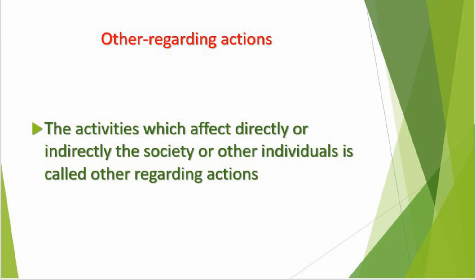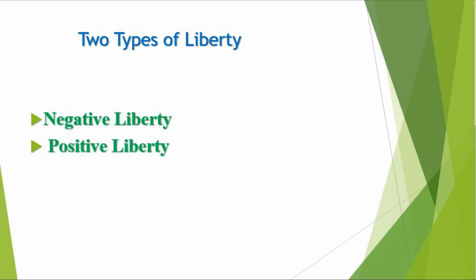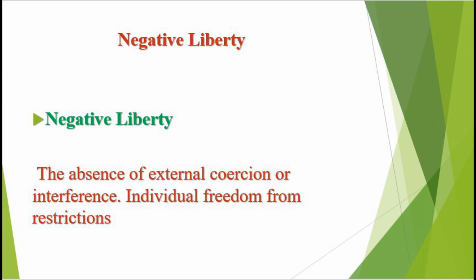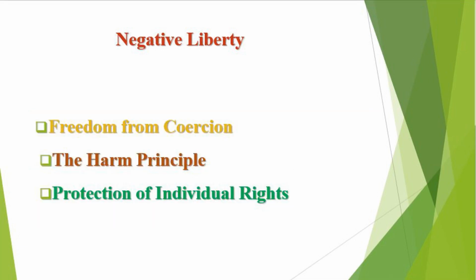Now we will try to understand his concept of negative and positive liberty. Mill distinguishes between two types of liberty, negative and positive liberty. By negative liberty, Mill indicates the absence of external coercion or interference. We will discuss it in three points. The first point is freedom from coercion. Here, Mill emphasizes the importance of being free from interference by others, especially the state, unless such interference is necessary to prevent harm to others.